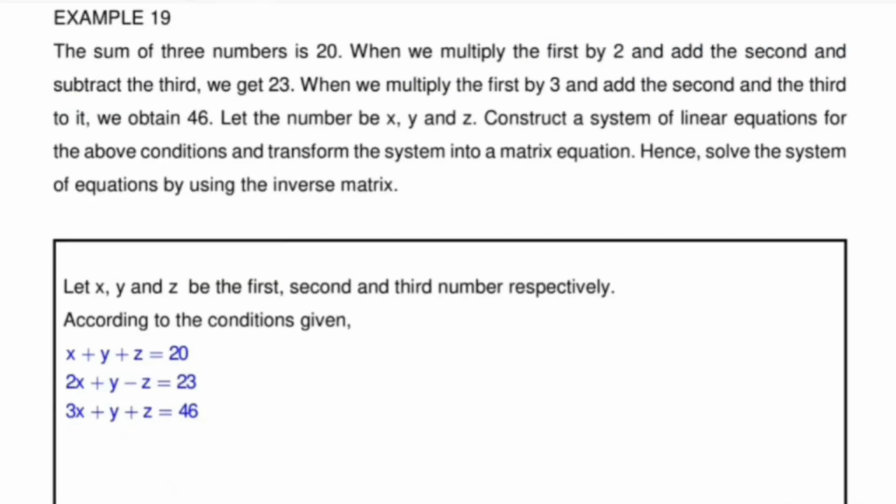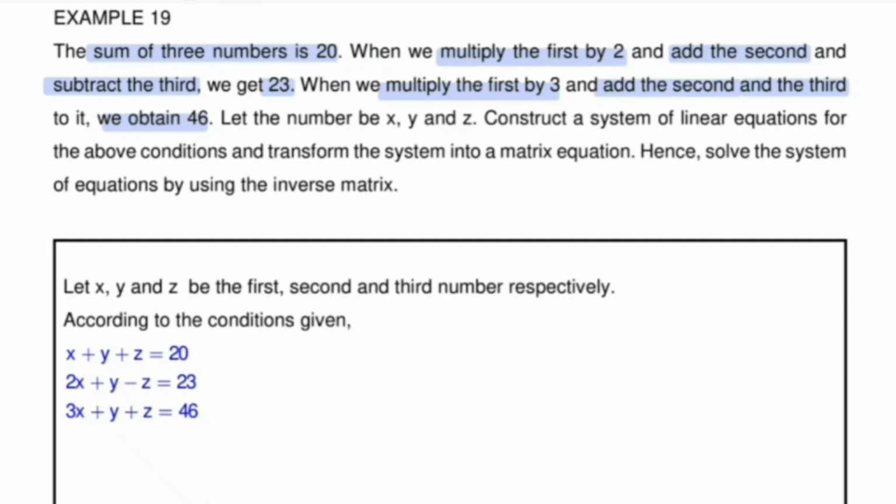Example 19: the sum of 3 numbers is 20. When we multiply the first by 2 and add the second and subtract the third, we get 23. When we multiply the first by 3 and add the second and the third, we obtain 46. Let the numbers be x, y, and z. Construct a system of linear equations for the above conditions and transform the system into a matrix equation. Hence, solve the system of equations by using the inverse matrix.